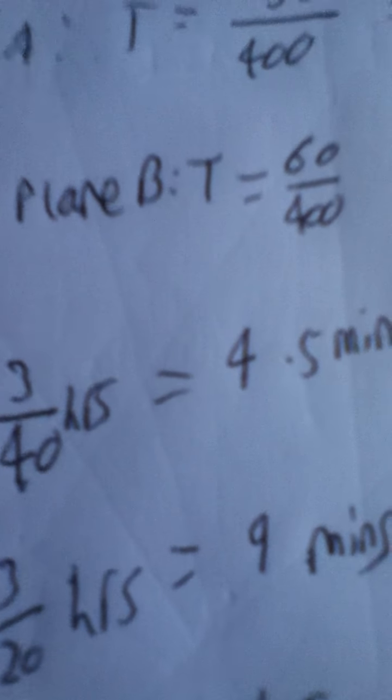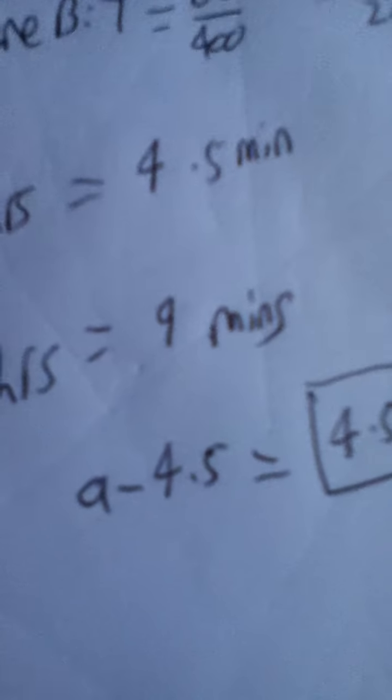So 3 over 40 hours in minutes is 4.5 minutes, and 3 over 20 hours in minutes is 9 minutes. So for the time interval, you take 4.5 minutes from 9, and you get a final answer of 4.5 minutes.